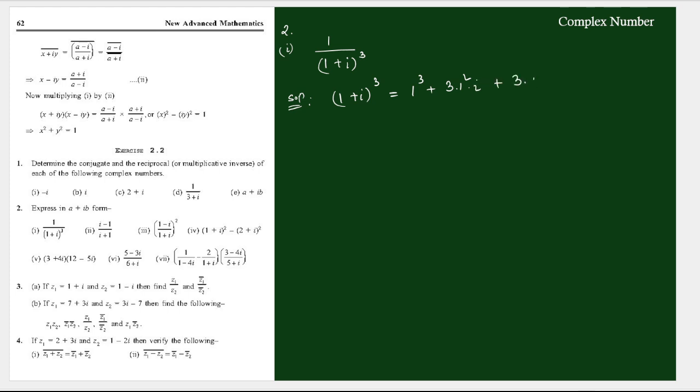plus 3a b square plus b cube. So 1 cube is 1. Here we have got 3 into 1 is 3i. i square is minus 1, so we get here minus 3a. Oh, from where did this a come? It is 1. So I think it will be minus 1 then.